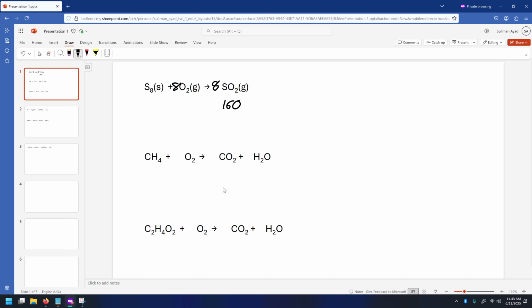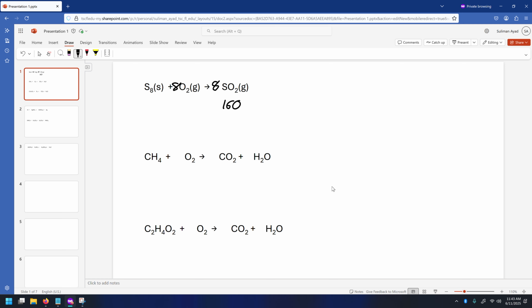What makes these problems tricky is the oxygens, because we start with O2, and then it's somehow supposed to come over here and make 1, 2, 3 oxygens. What I'm going to have us do is balance everything except for oxygen, and then we balance the oxygen last. And there's a little trick for the balancing of the oxygens.